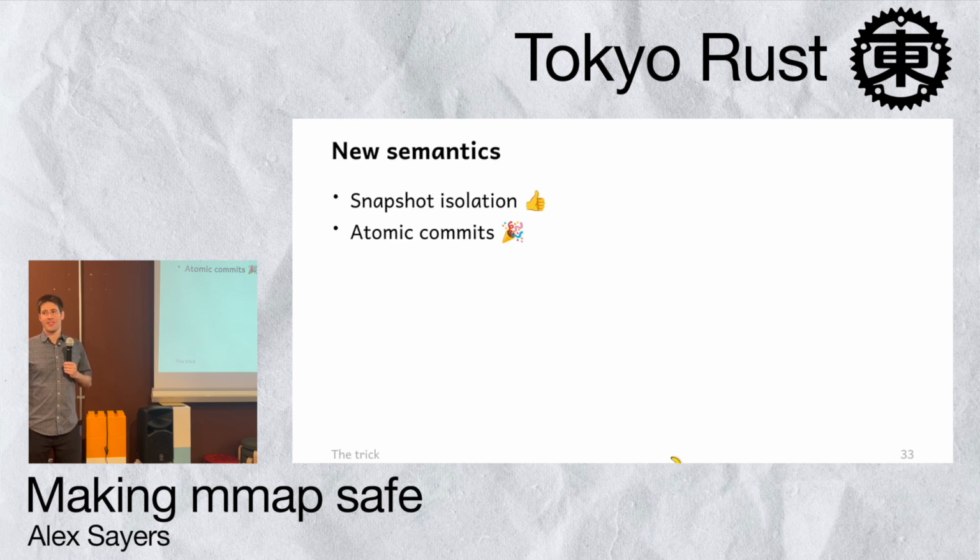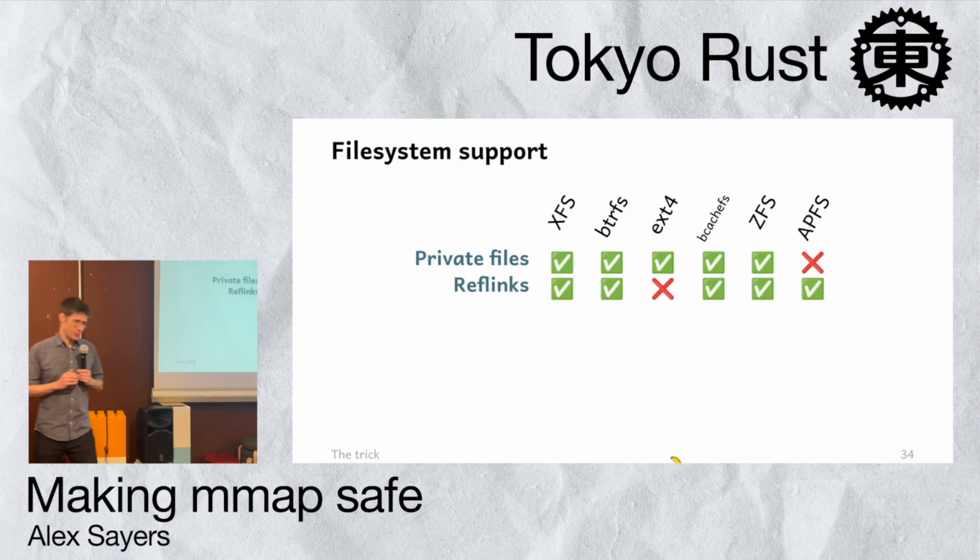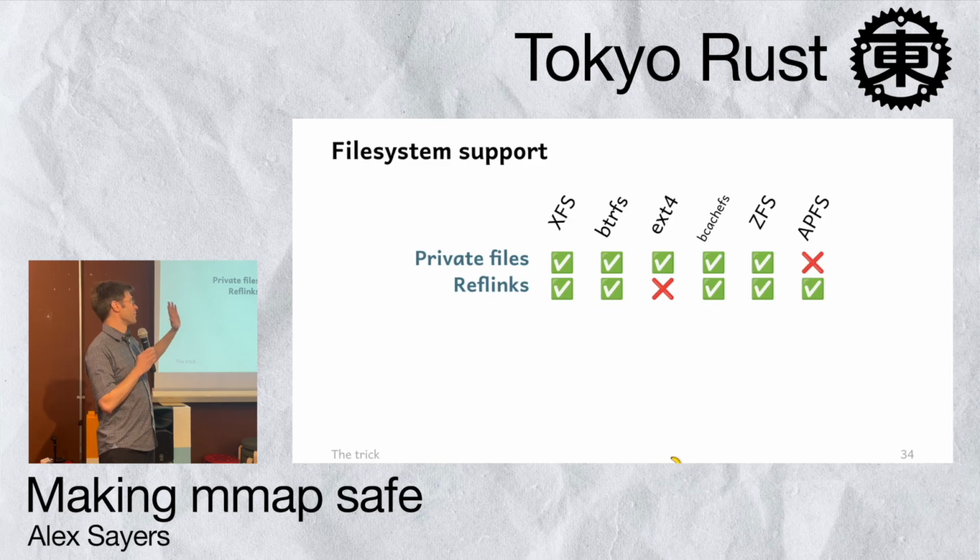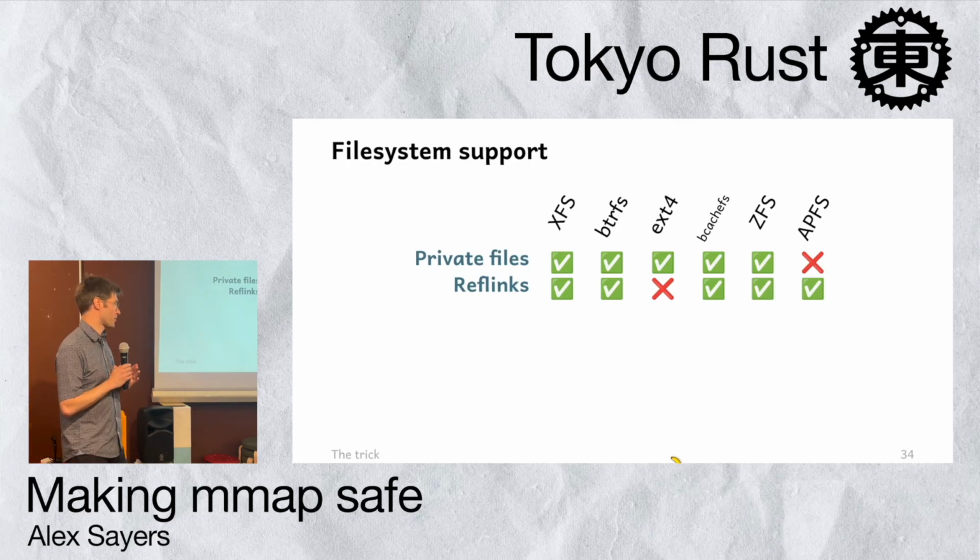Okay, so that was all of the good news. Now for the bad news. We've used two features to pull this trick off, private files and ref links. They are not universally supported. The two major mainline Linux file systems, XFS and Btrfs, do support both tricks, so it works great there. But ext4 doesn't support ref links.